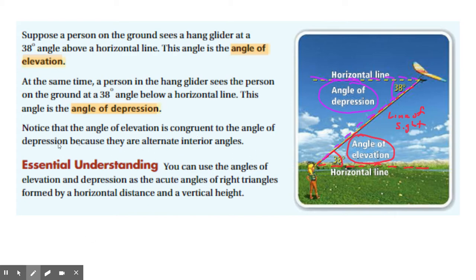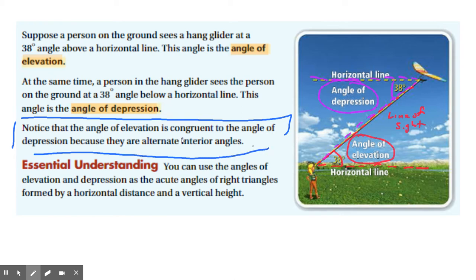So notice in this right here, look, this little box right here, notice that the angle of elevation is congruent to the angle of depression because they are alternate interior angles. These two horizontal lines will be parallel. Your line of sight will be your transversal. Do you see the Z, right? See the Z. When you see the Z, those two angles are congruent, all right?